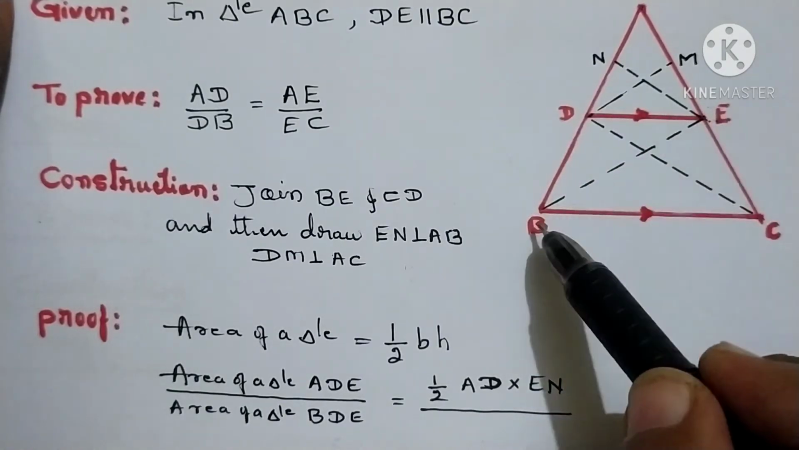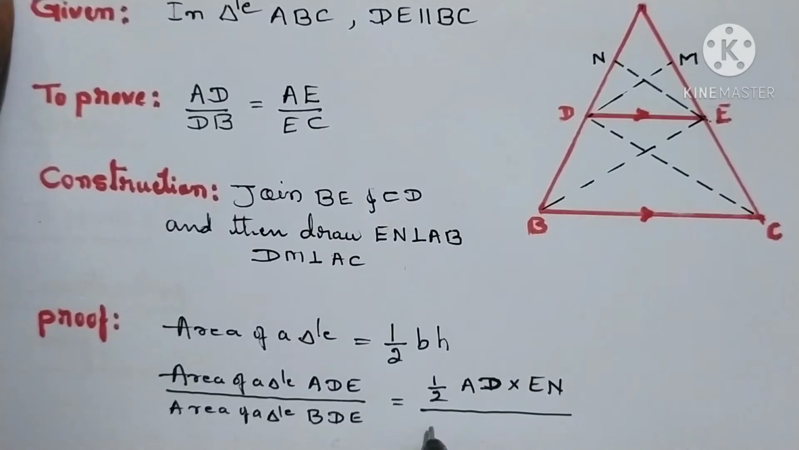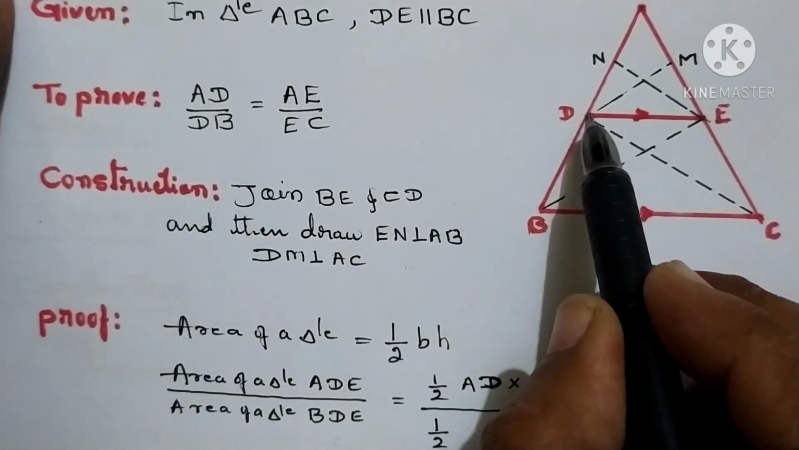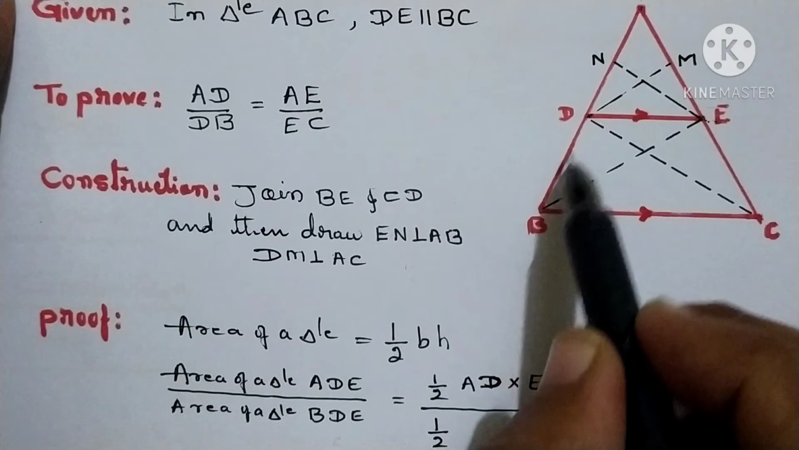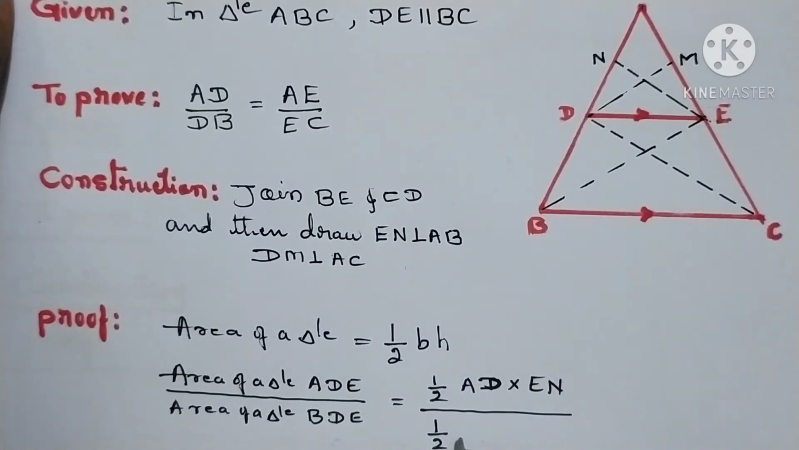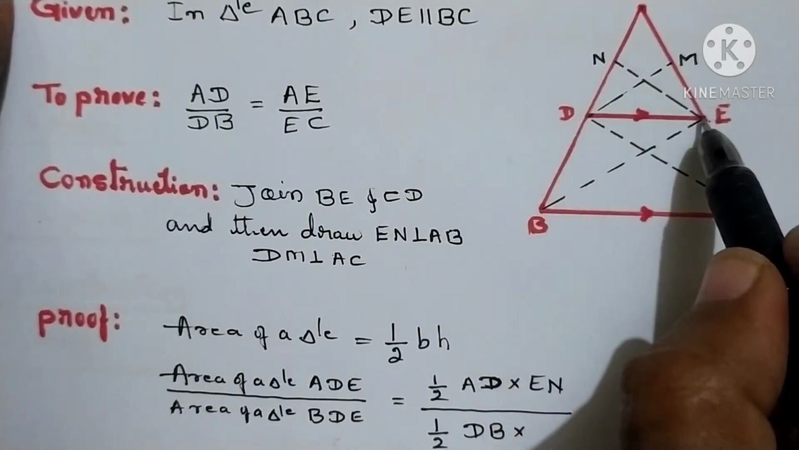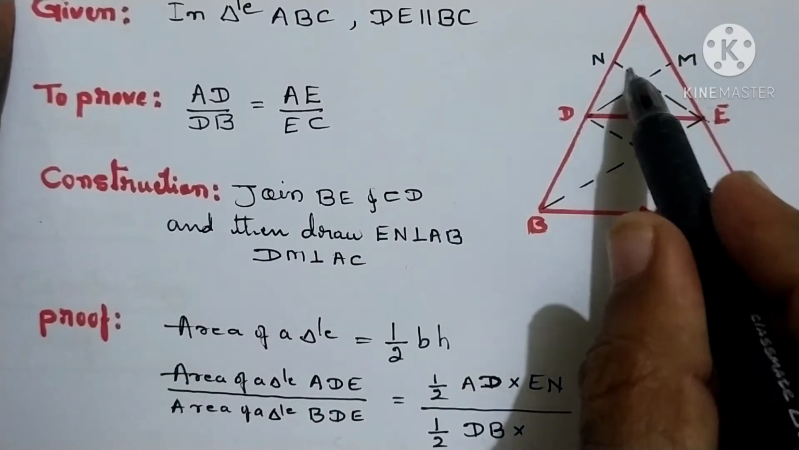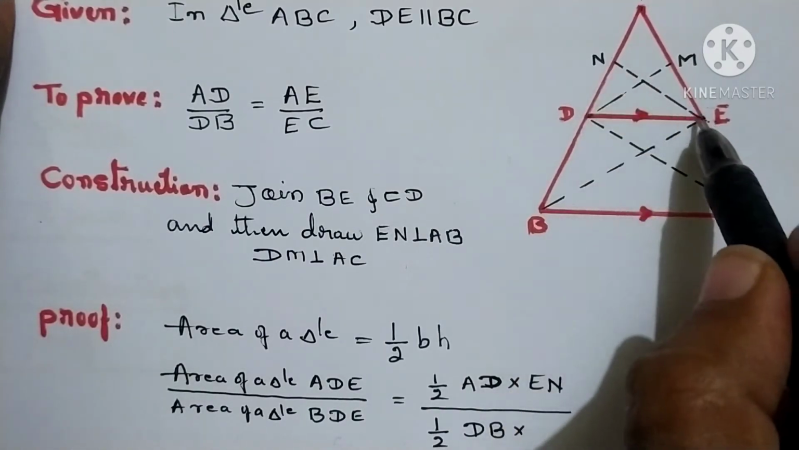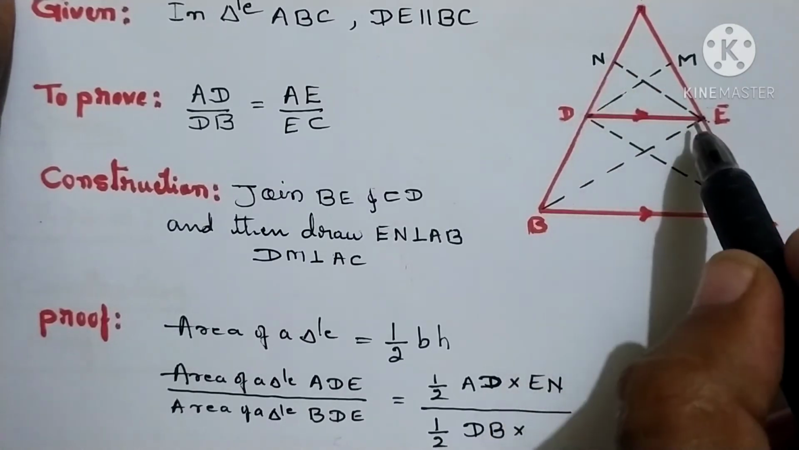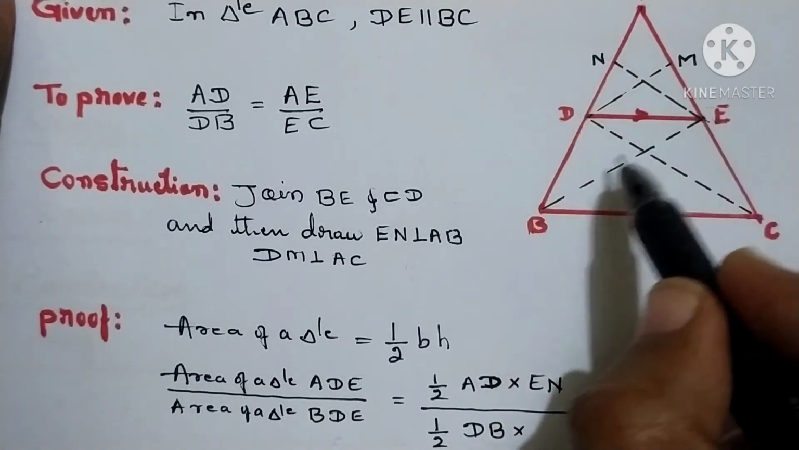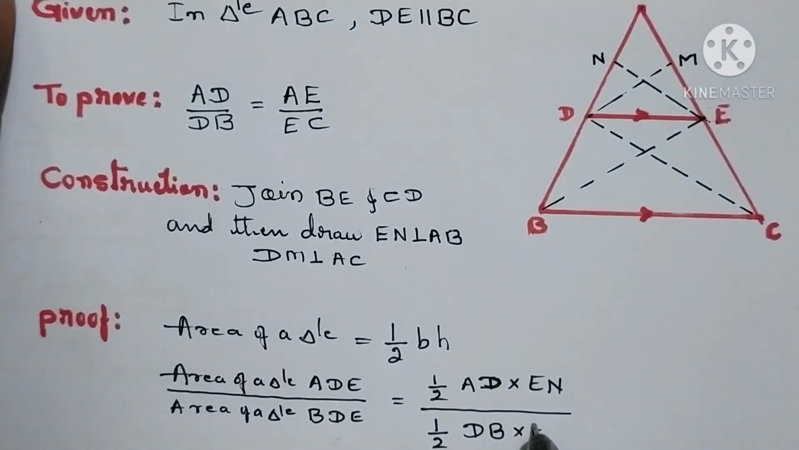So in this triangle, first you should write the same formula, area of triangle, that is half. Then for the base, you should take DB is the base of this triangle. So here you should take DB into, now see in this triangle, what is the height of this triangle? So you can take here EN. Okay, EN is the height of this triangle.